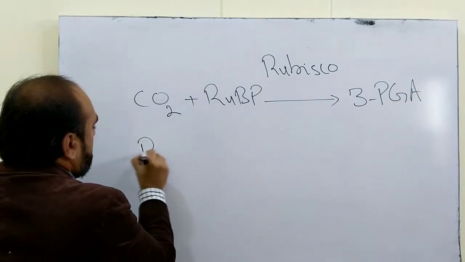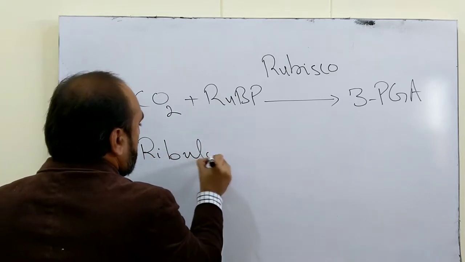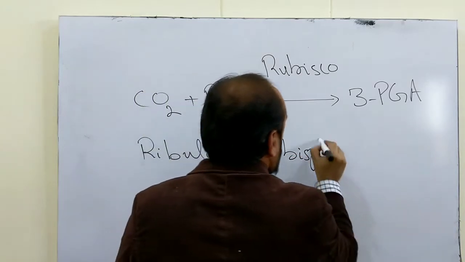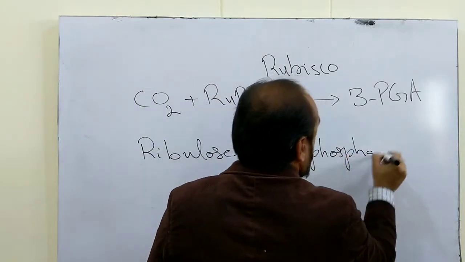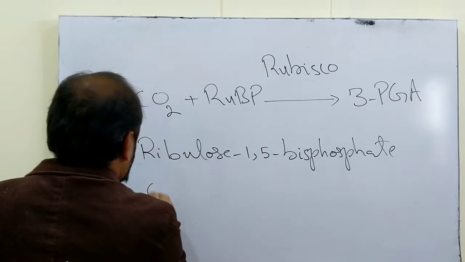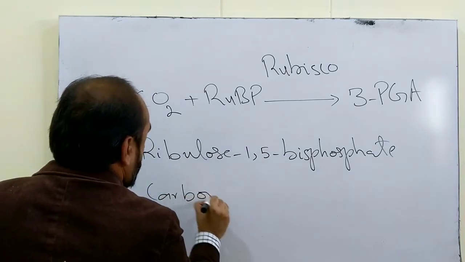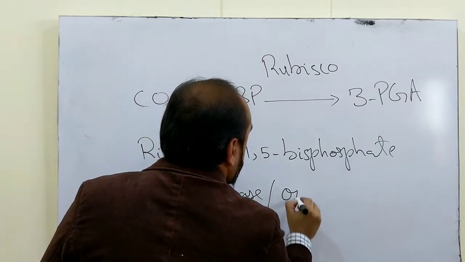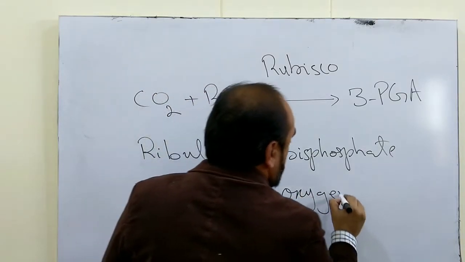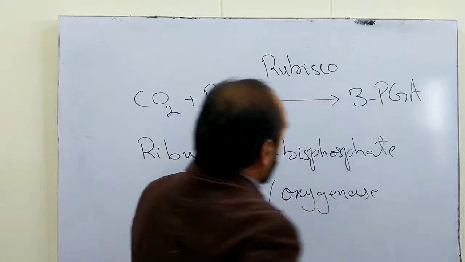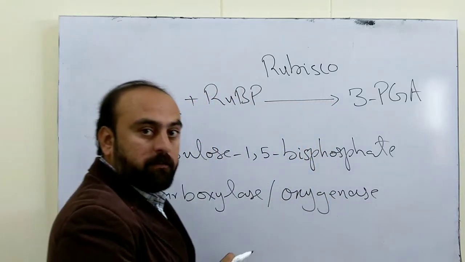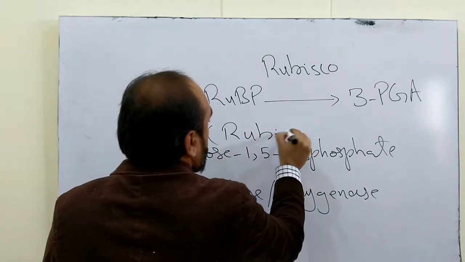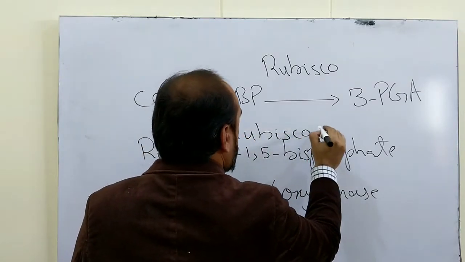Rubisco is an abbreviation of ribulose 1,5-bisphosphate carboxylase oxygenase. So somebody did a great service to humanity by abbreviating it as Rubisco.